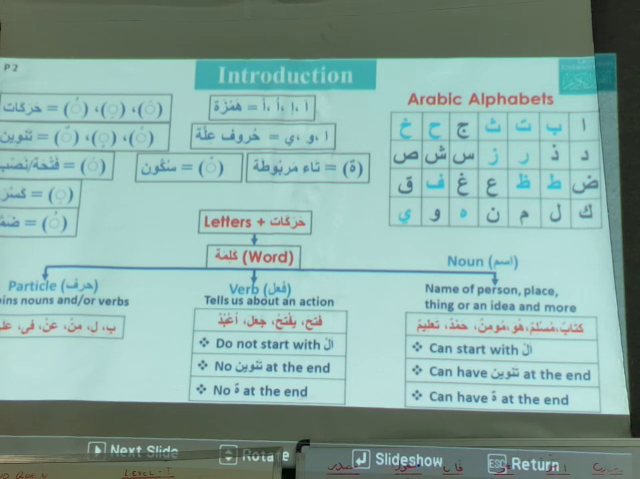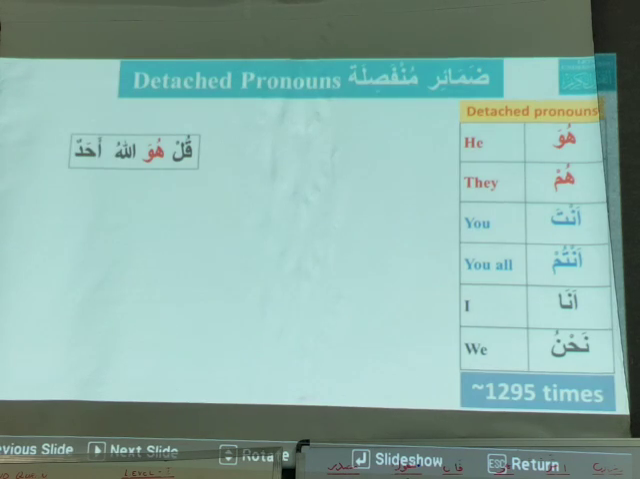Okay. So today we are going to start from pronouns. Anybody know what is a pronoun? Pronoun is used in place of a noun. It's a kind of noun that is used in place of a noun.